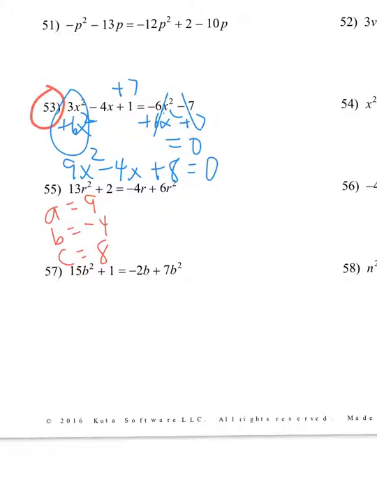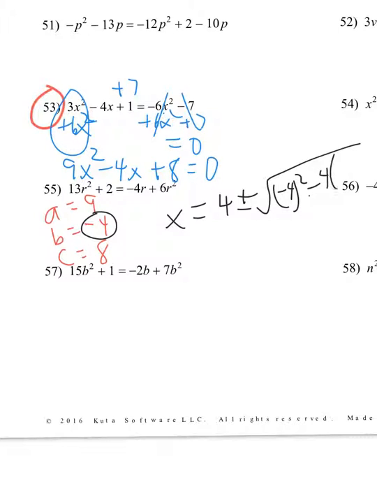So now we're going to plug into the quadratic formula. So it's x equals the opposite of b. Now b is negative 4, so I want to take the opposite of that, which is positive 4, plus or minus the square root of negative 4 in parentheses squared minus 4 times a, which is 9, times c, which is 8, all over 2 times a, which is 9.